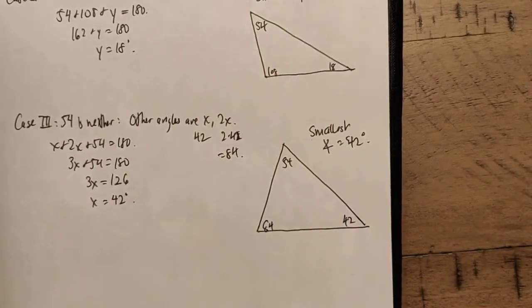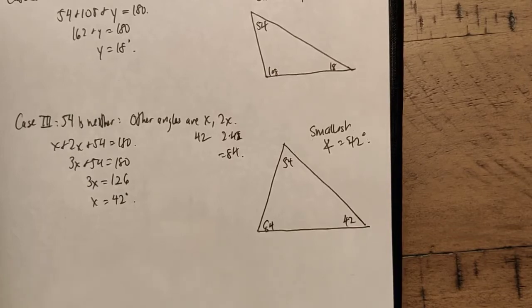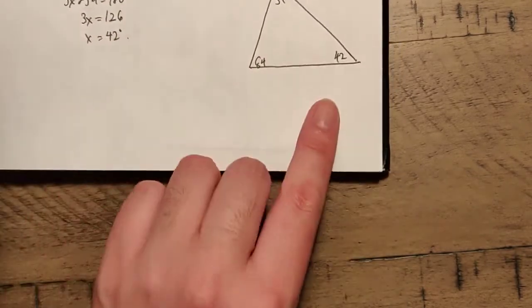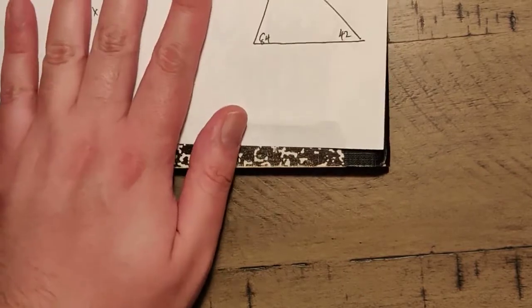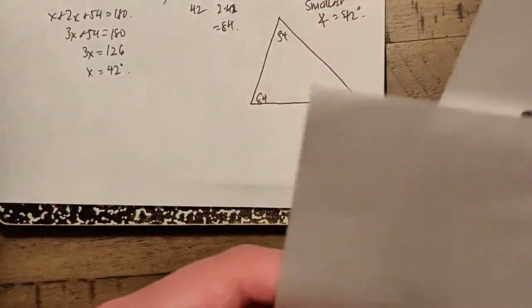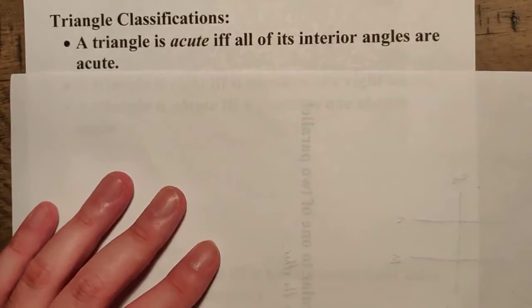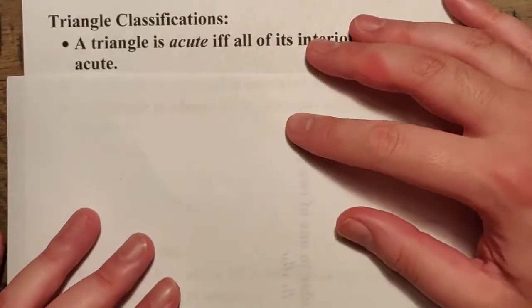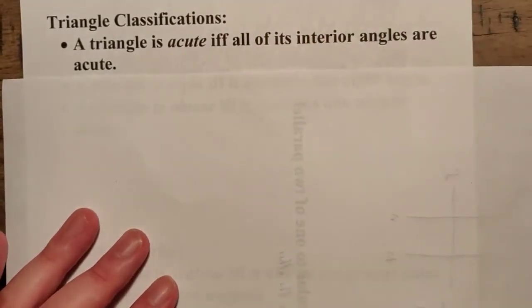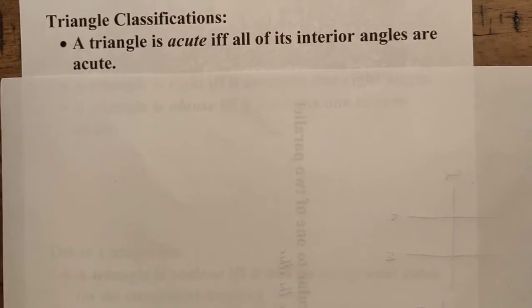So in this case, we can take a look at something like this. For instance, this smaller triangle, the triangle in case 3 here, we see that all these angles are less than 90 degrees. So we can define this idea of a triangle, we call it acute. So we can classify triangles based on their angles. We can say that a triangle is acute if and only if all of its interior angles are acute.